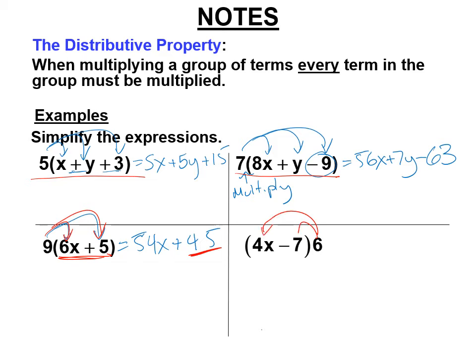And this, we almost always write the number in front of the parentheses, but if we did write it backwards, it's the same thing, 24x. 7 times negative 7 is negative 42, so that's minus 42.